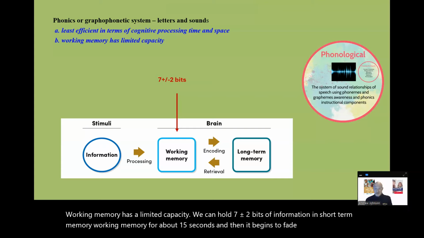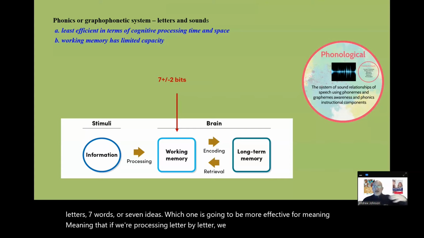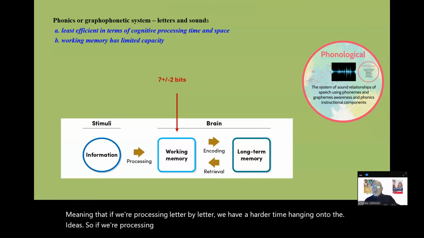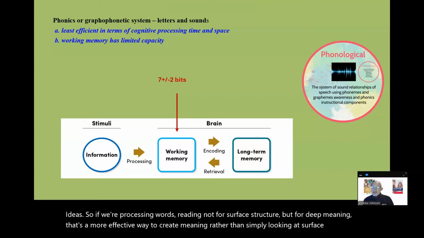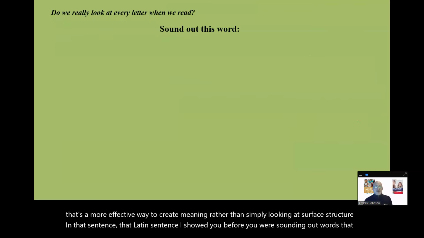You could hold 7 letters, 7 words, or 7 ideas. Which one is going to be more effective for meaning? Meaning that if we're processing letter by letter, we have a harder time hanging on to the ideas. So if we're processing words, reading not for surface structure, but for deep meaning, that's a more effective way to create meaning rather than simply looking at surface structure. In that Latin sentence I showed you before, you were sounding out words. That was surface structure.